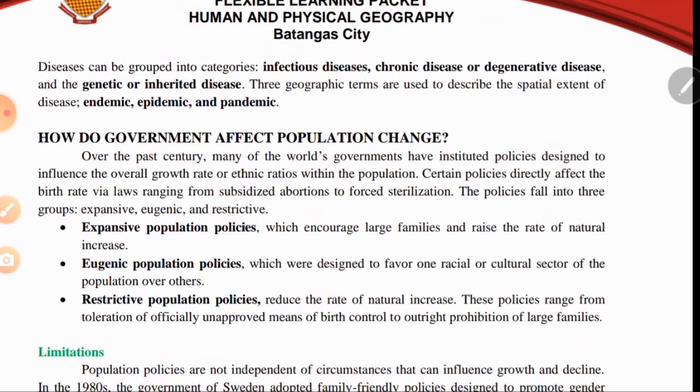Then also the three geographic terms used to describe the spatial extent of the disease. Endemic, when it prevails over a small area. Epidemic, when it spreads over a large region. And pandemic, disease is global in scope. Again, endemic, it prevails over a small area. Epidemic, it spreads over a large region. And pandemic ay global na ang scope.